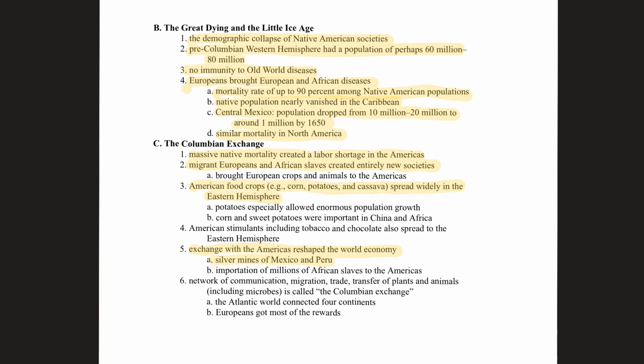But probably the biggest impact and one of the worst aspects of this Age of Discovery, of course, is going to be the importation of millions of African slaves to the Americas. And we'll get to why the Africans are brought in in a later section. There are a couple clear-cut reasons for the abuse that the Europeans reap upon the African continent. Ultimately, the Columbian Exchange is a network of communication, migration, trade, and the transfer of plants, animals, and also microbes, because we're going to pass on germs.